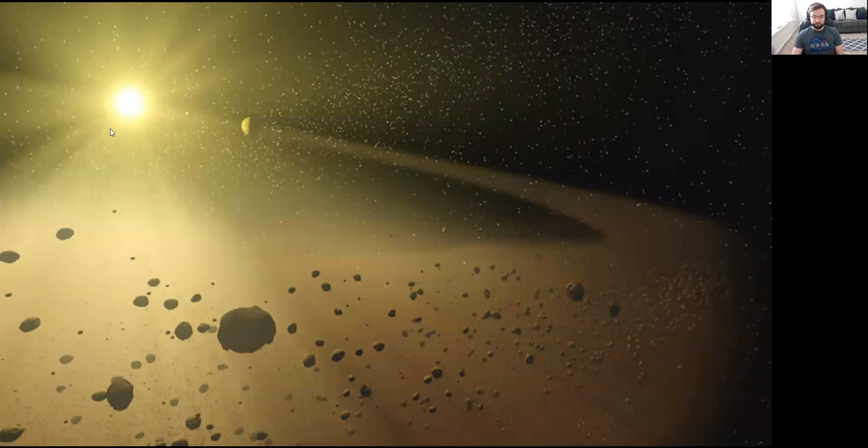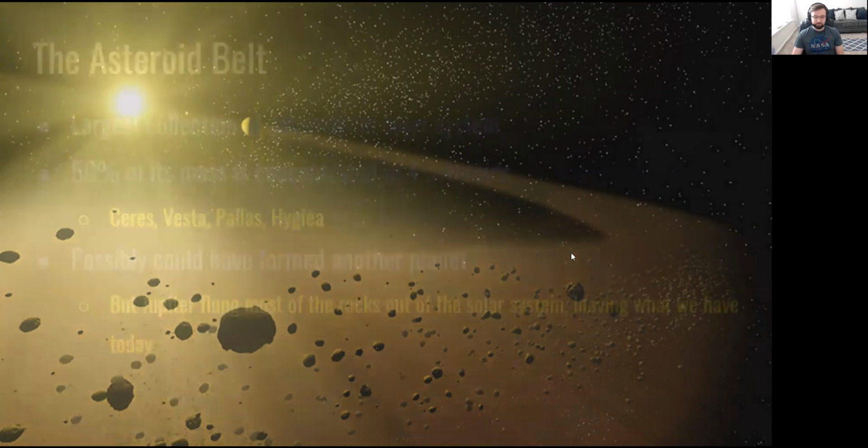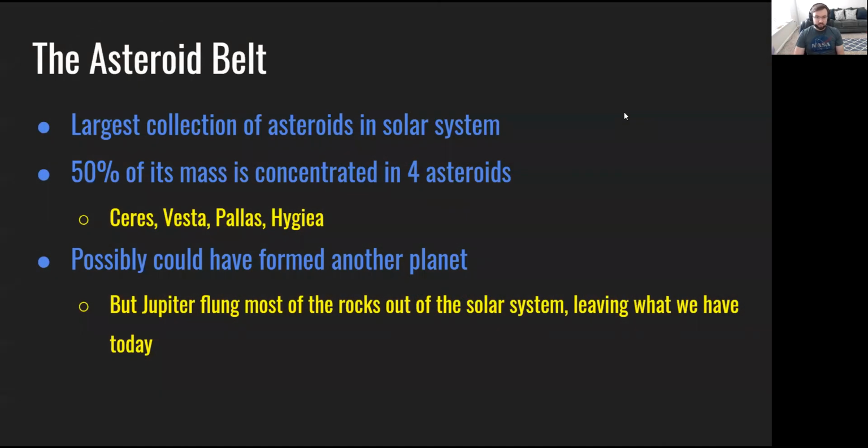So the asteroid belt. Clearly, this is just an artist depiction. This is not a real picture of the asteroid belt. In fact, as you'll see, this is actually a really incorrect way of seeing the asteroid belt. So it is the largest collection of asteroids in the solar system, but 50% of its mass is concentrated in just 4 asteroids: Ceres, Vesta, Pallas, and Hygeia. 50% of the mass of the entire thing.